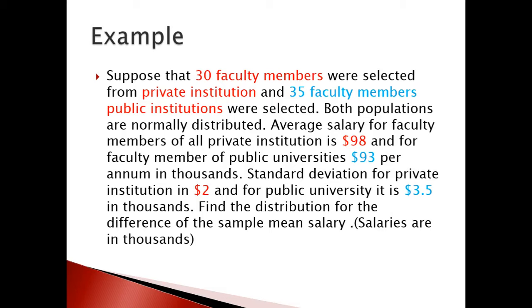Our goal is to find the distribution for the difference of the sample mean salary, which means salaries are in thousands, so we need to find the sample mean salaries in thousands. Here you can see I have colored in red and blue colors. Population 1 details I have mentioned in red color and also population 2 details I have mentioned in blue color. So with this information, we can solve this problem. Let's see how we can solve this problem.